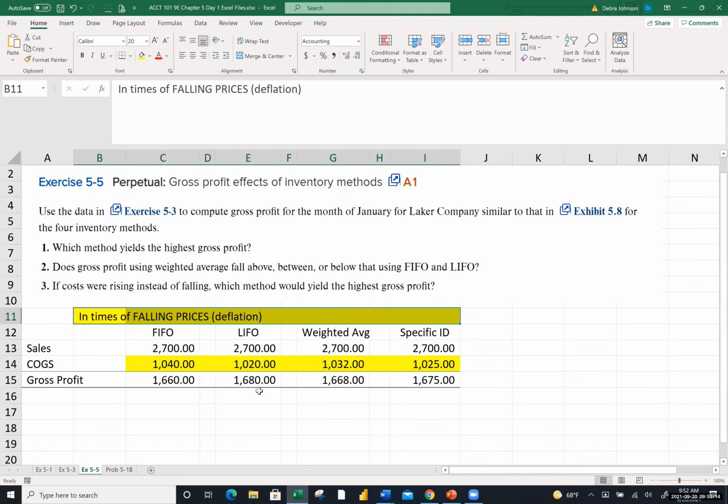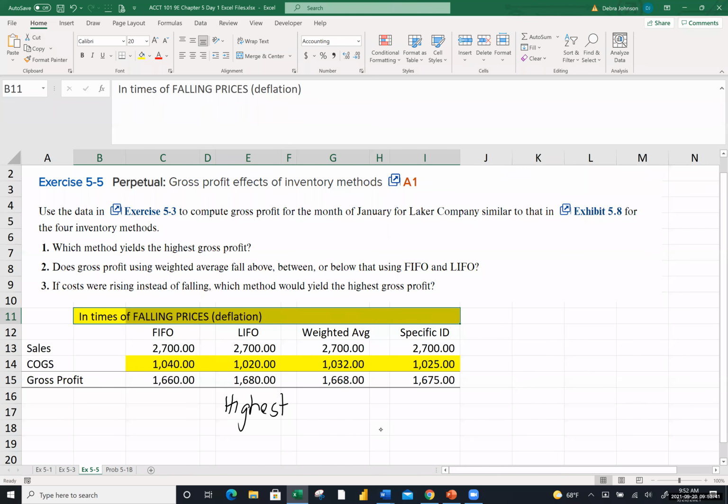The reverse also happens when it reverses itself. When deflation in this case comes around, it will be the time of highest net income. So let's answer these questions. Which method yields the highest gross profit? We can look here and we'll notice that LIFO is the highest.